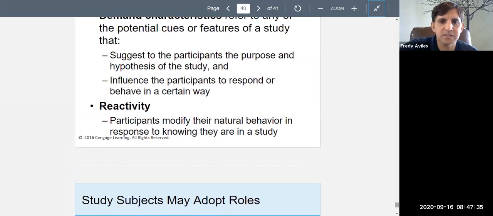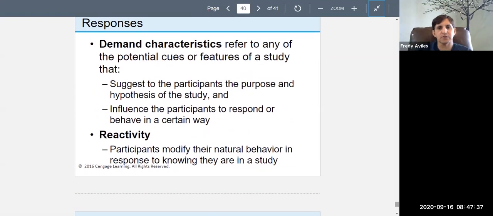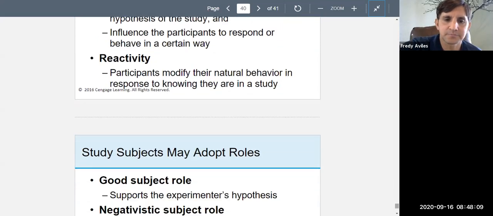Reactivity is when the participants modify their natural behavior in response to knowing they're in a study. Like, let's say, especially if they're in an experiment, they know somehow that you're going to be messing with them in some way because it's an experiment. And because of that, they don't behave naturally, okay? Maybe they don't behave as aggressively as they normally would. Maybe that's what you're interested in. Or maybe they're not as happy as they normally would be, and you're interested in happiness. Reactivity is just basically when they react differently because they know that you're watching them, they know you're going to be messing with them, that kind of stuff.